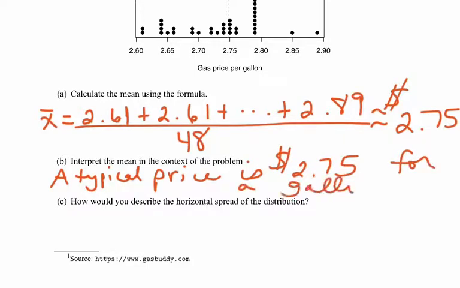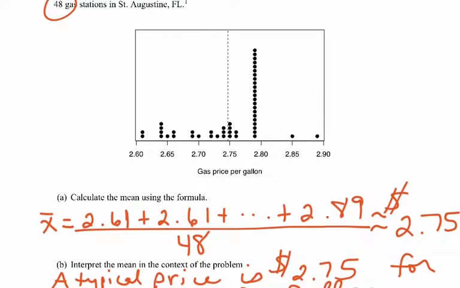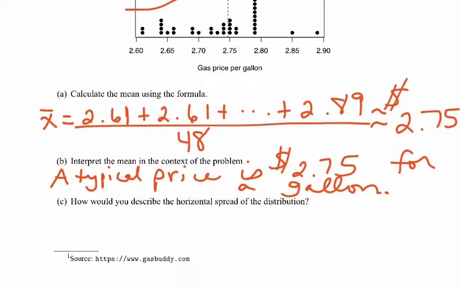Now, I will say I'm not sure that this is exactly a symmetric distribution. It looks to me like it's skewed, I'm sorry, not skewed right, skewed left. I'm not sure that the mean is necessarily the best measurement, but I just wanted to show you an example of computing the mean by hand. I'm going to skip part C for right now because I want to talk more about that later on.